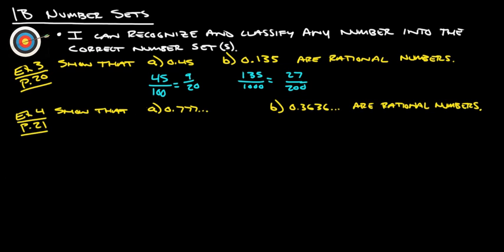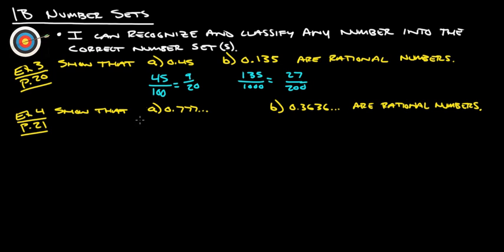All right. Okay, next one, example 4 from page 21. Show that 0.777 repeating and 0.3636 repeating are rational numbers. Okay, now this is a little trickier. What we got to do here, we want to show that these things truly are rational numbers. So I'm going to show you how to do that, and then I'm going to show you like a much simpler, shorter way to show that these things are rational numbers. Okay, so now work with me here.